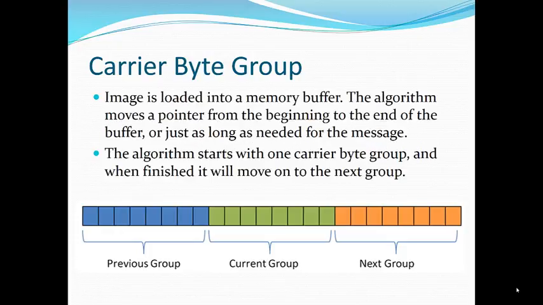So here's sort of a high-level view. The image is loaded into a memory buffer. The algorithm moves a pointer from the beginning. Actually, it's the beginning of the RGB data, because here again we have to skip all of the file header and image header information. It starts from the beginning and goes to the end of the buffer, or as long as it's needed for the message. The algorithm starts with one carrier byte group, and when it's finished, it will move on to the next group. Here you can see groups of 12 bytes: the previous group, the current group it's acting upon, and when it's done with the current group, it'll move on to the next group.